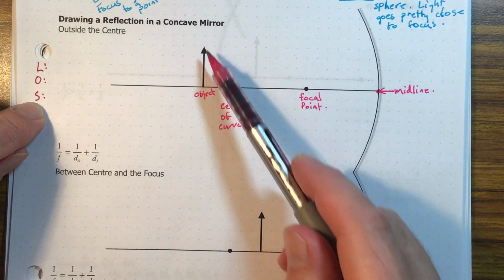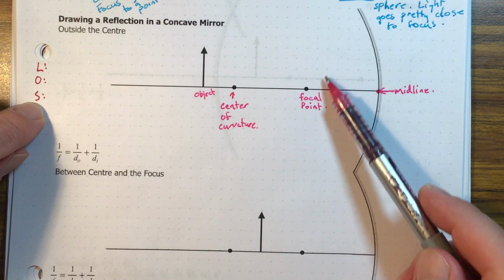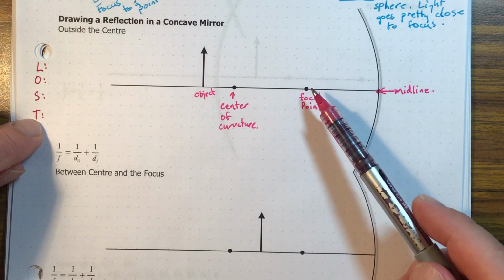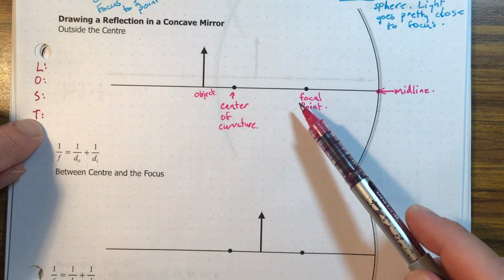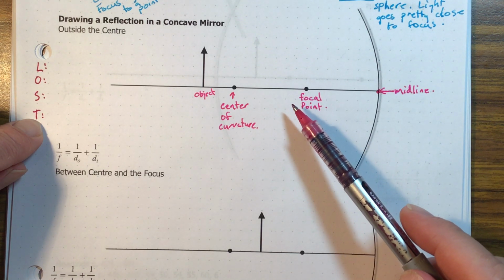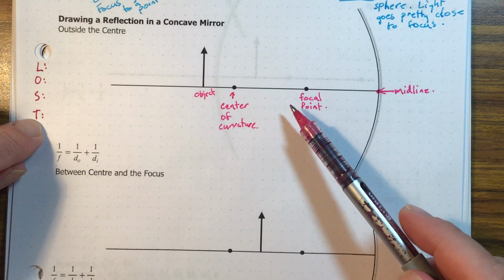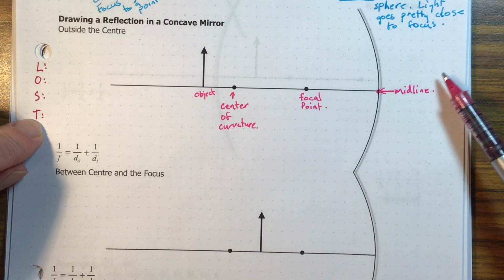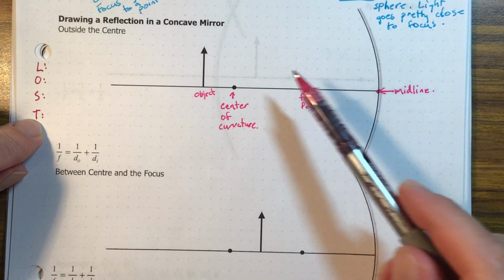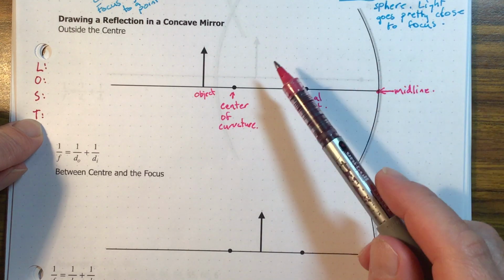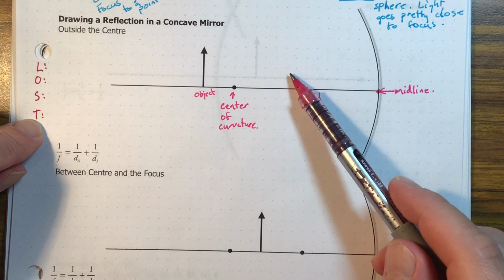So here's our object. We have our object size. How big is our image size? And T is type. This is real or imaginary. A real image means you can project the image onto a piece of paper. An imaginary image means we can't. Imaginary images are going to be over here. Real images are going to be on this side. So anything on this side is going to be imaginary. Anything on this side is going to be real.